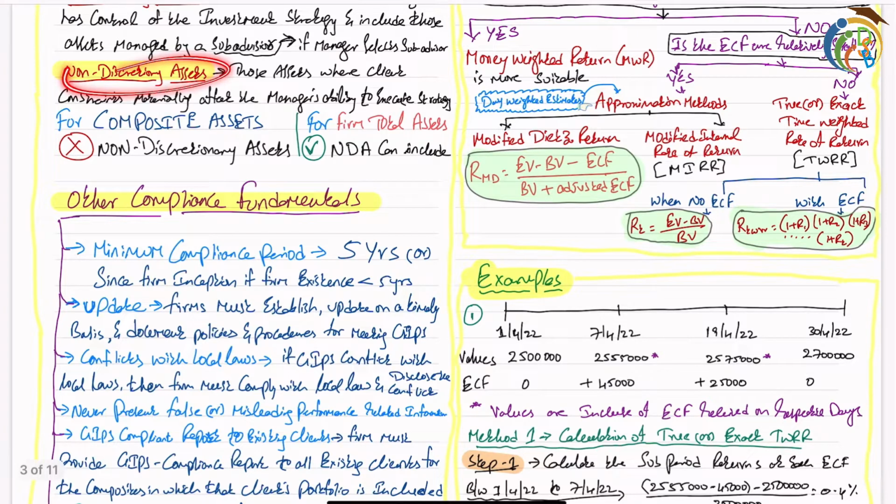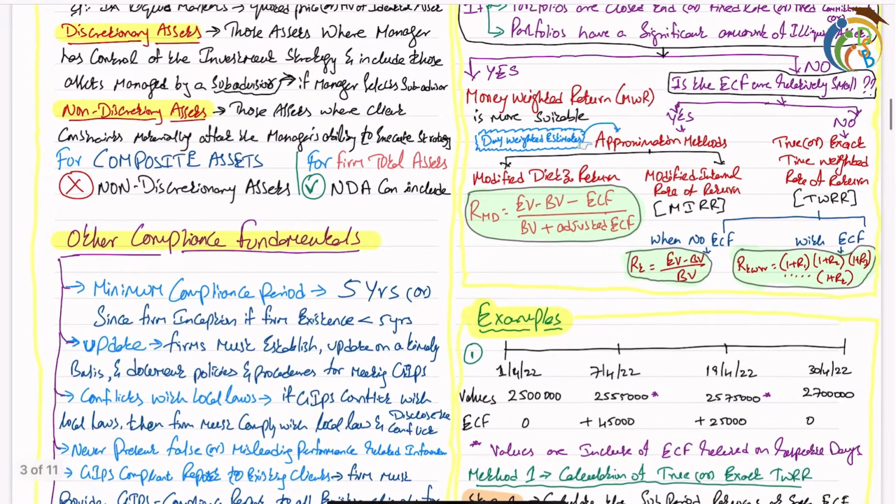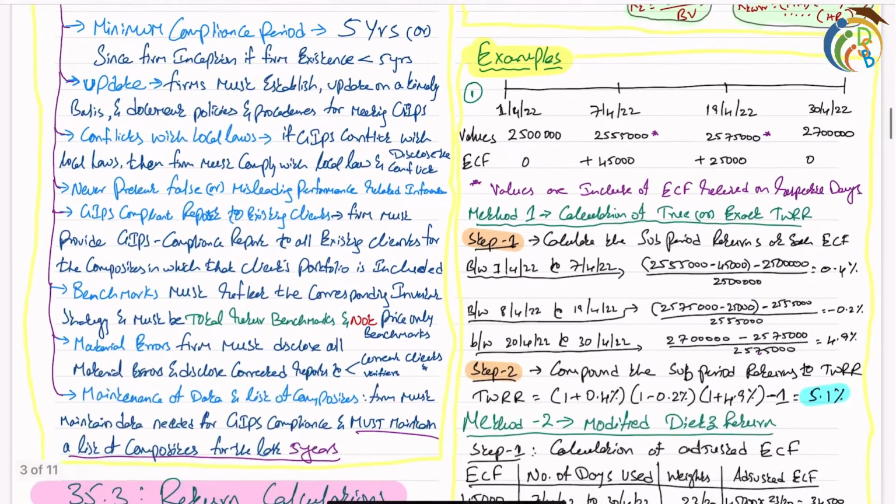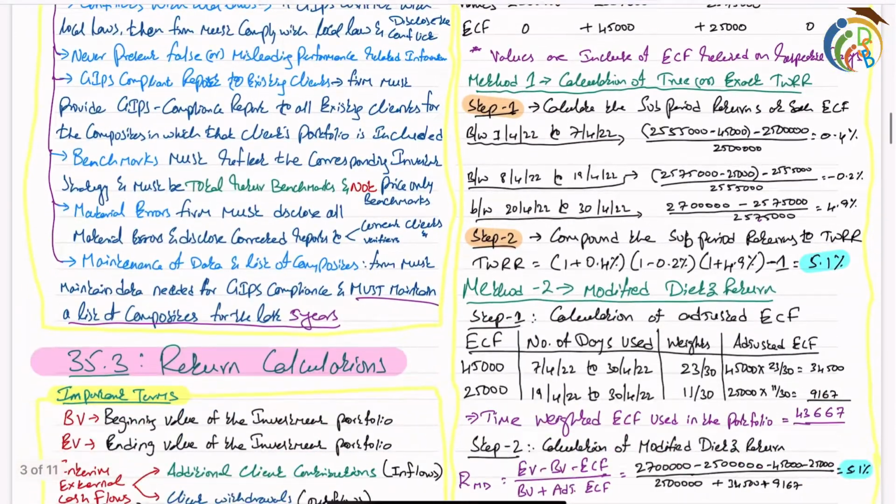Why discretionary, non-discretionary? Because only discretionary assets will be considered for the performance calculation, and non-discretionary assets will however be considered for the firm total assets. Other compliance fundamental points we'll be seeing.